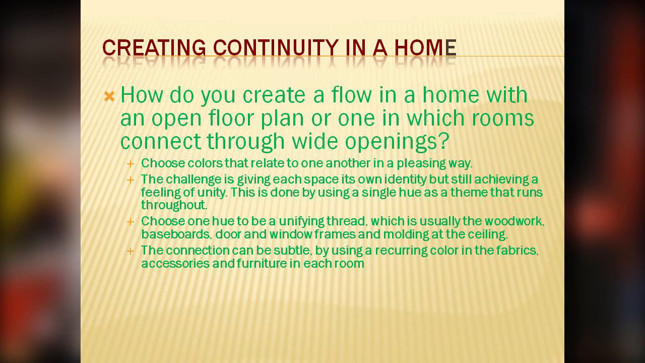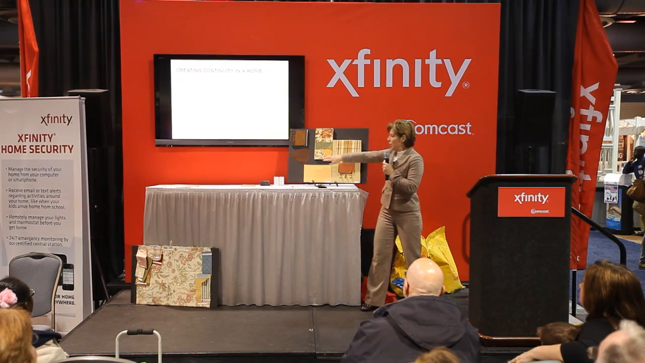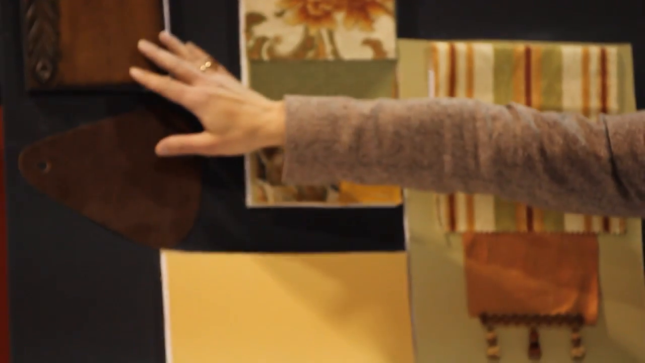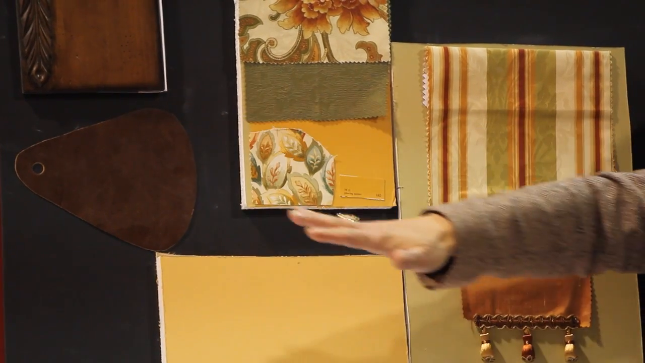You're going to choose one hue to be a unifying thread, which is usually on the woodwork, the trim, the doors, the ceiling. I'm using white in this house, okay, for the woodwork and everything. The connection can be subtle by using recurring color in the fabrics, all right, or the accessories and the furniture in each room. These are the window treatment fabrics. This is the sofa and love seat. It's a brown leather, and this is the entertainment center and the tables. The floor is a walnut.